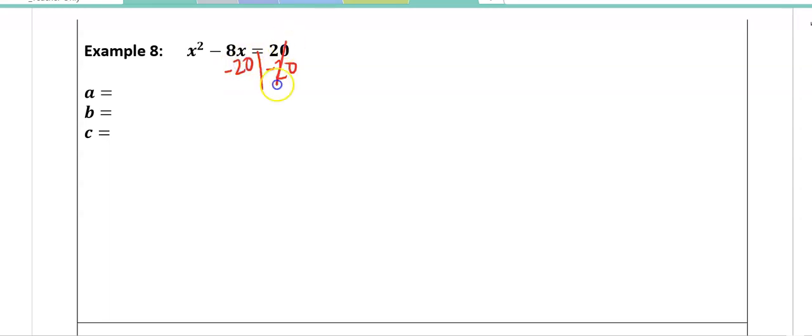Okay. So the first thing we need to do is set it equal to 0. So I'm going to subtract my 20. And when I rewrite it, I have x squared minus 8x minus 20. Be sure you put that b value in the middle, the one with the x. I'm going to come over here and label my a, my b, and my c value. So a is 1, b is -8, and c is -20.